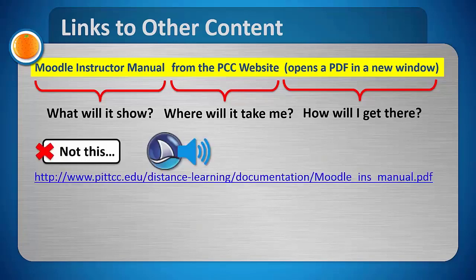For example, here's the address to the Moodle Instructor Manual for Pitt Community College. This is the actual link itself, hasn't been modified, so a screen reader is going to read this thing character for character.